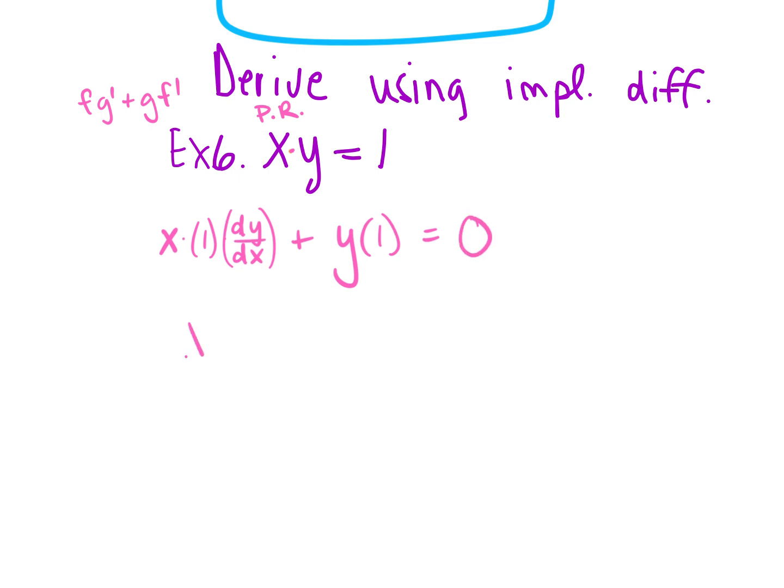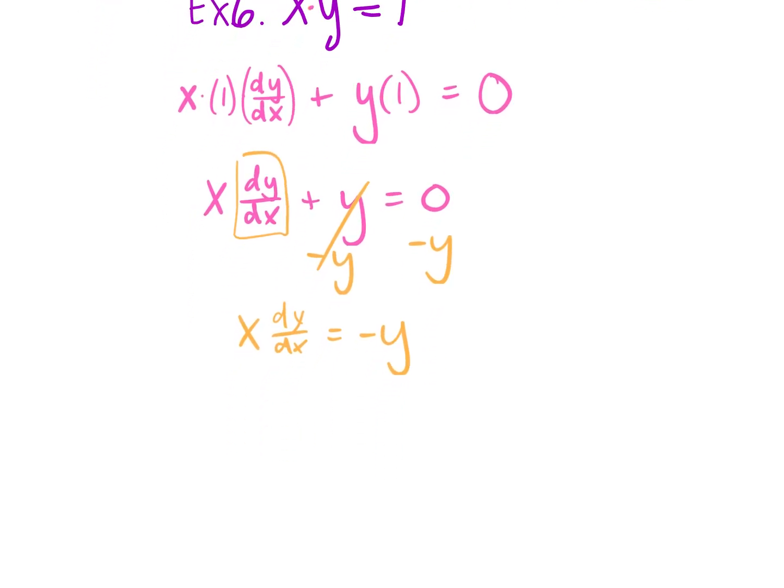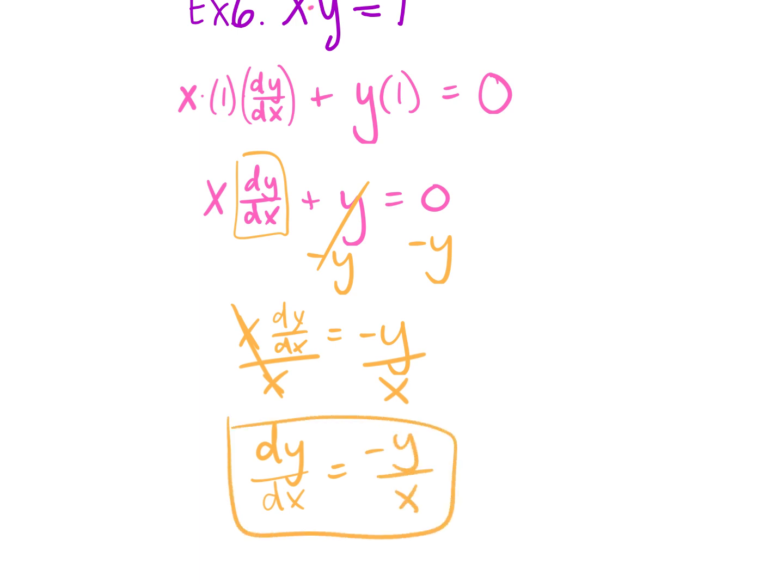Perfect. So if I write this just a little bit neater, I've got x times dy dx plus y equals 0. Now we want to get the dy dx all by itself. So what should we do? Perfect. Subtract y. So x dy dx is equal to negative y. And then what? Divide both sides by x. So dy dx is equal to negative y over x. So this would be our answer.